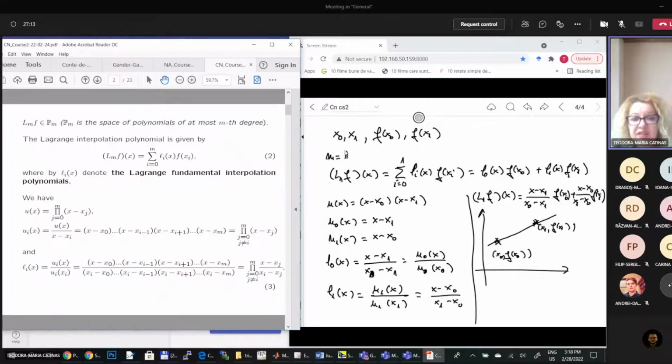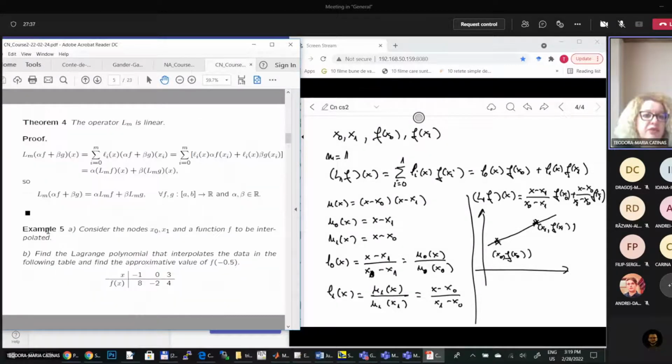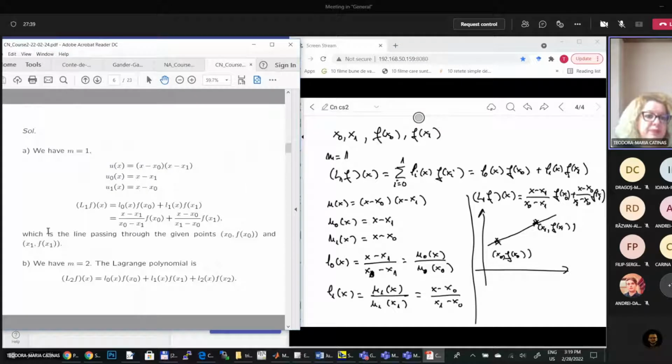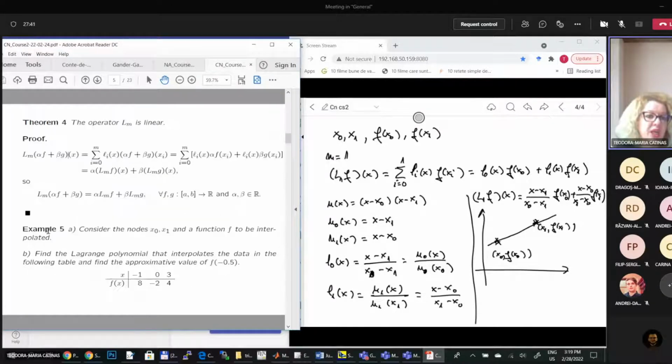It is a polynomial of degree m, and m was 1. Look at its expression. So in general, we know that if we have just two pieces of information, the polynomial that approximates the function will be the line that passes through the points. And now for 3 points, we will see how we find the polynomial.